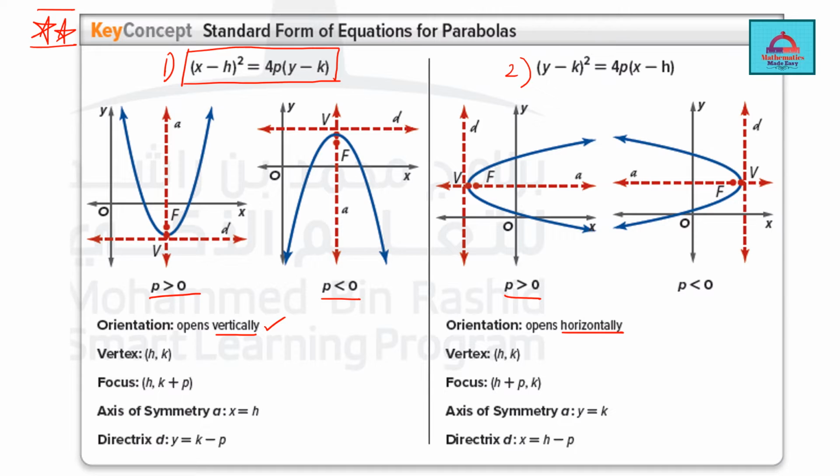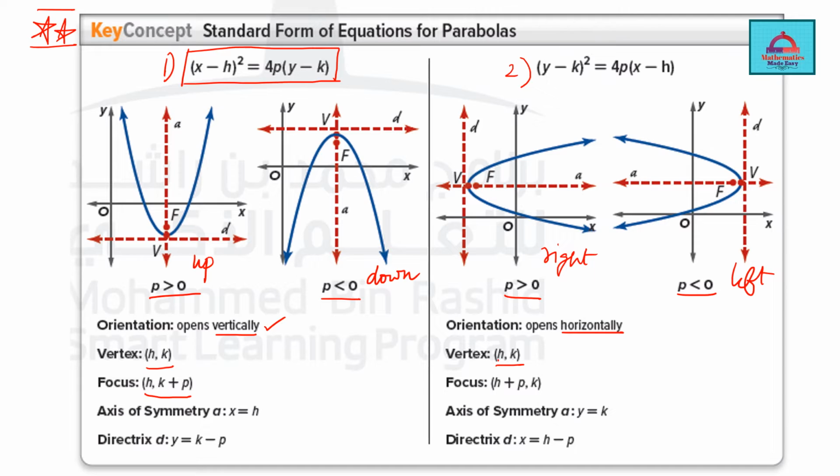Next, when it is horizontal, let's see the difference. If p is positive, it opens on the right. Let me write these things. So this is up, this is opening down, this is right, and finally this is left when p is less than 0.